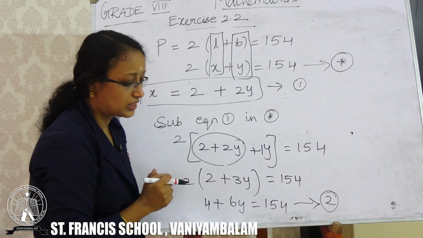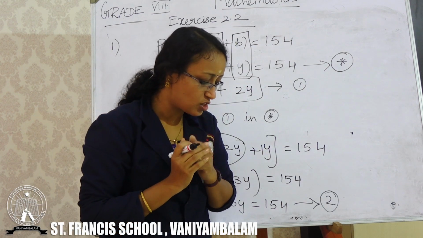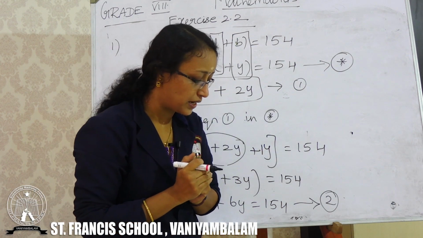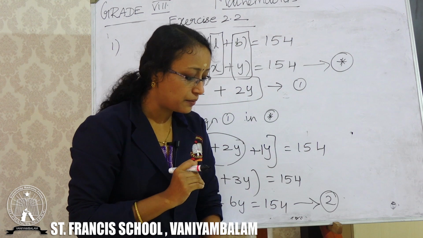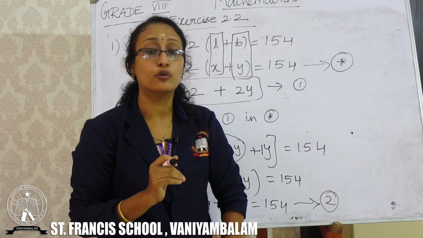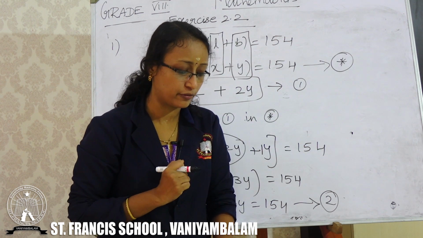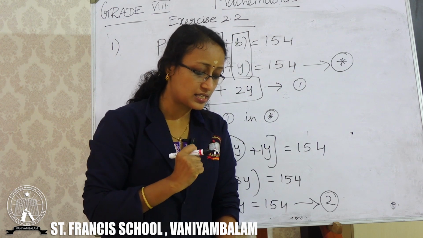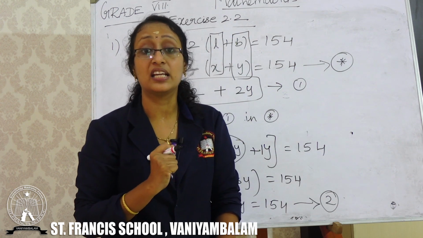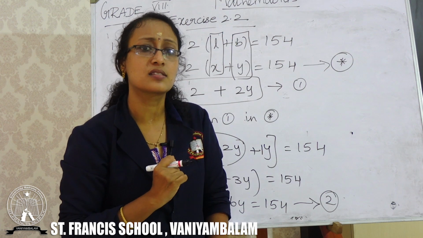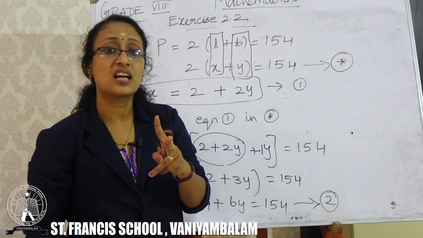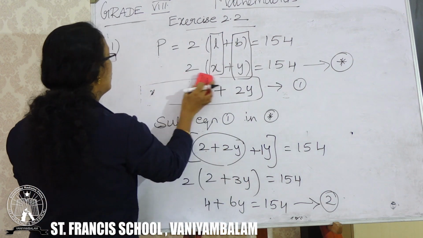Next problem, third problem. The base of an isosceles triangle is 4 by 3 centimeter. The perimeter of the triangle is 4 2 by 15 centimeter. What is the length of either of the remaining equal sides? Do you remember isosceles triangle? Yes, two sides are equal. So how will you do this?